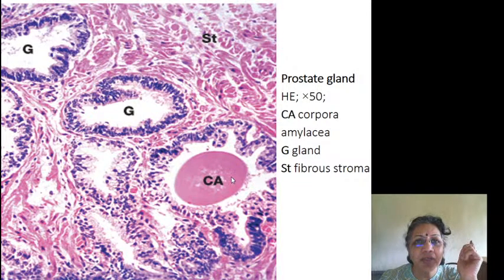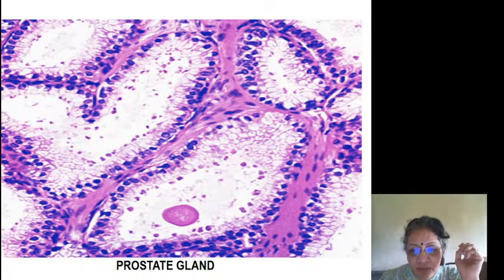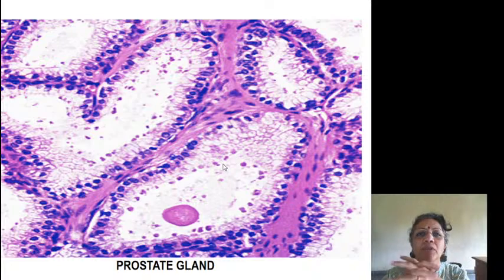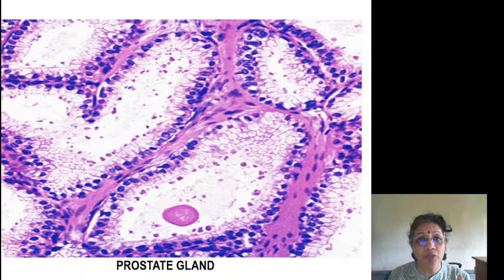You may see corpora amylacea in the lumen of the gland, and the secretions of the prostate itself, including prostaglandins. Sometimes they ask this in the viva, so be prepared to know what they are. I think some 8 to 10 molecules are secreted, and all of them form the bulk, more than half of the seminal fluid, alongside the spermatozoa, which is live output from the testis, which has come from a long way. So this plus that together will become semen and will get deposited to the outside.